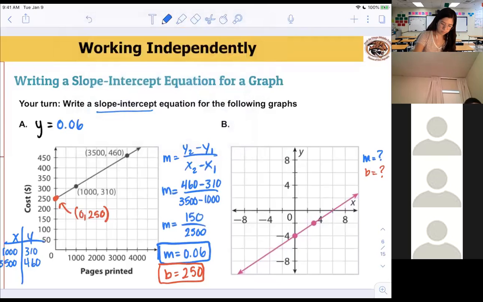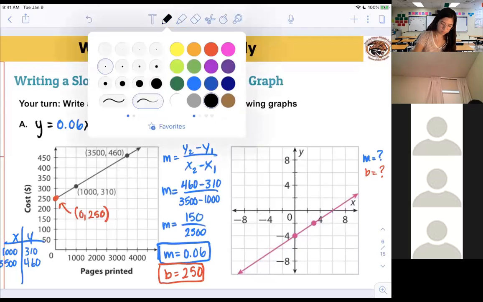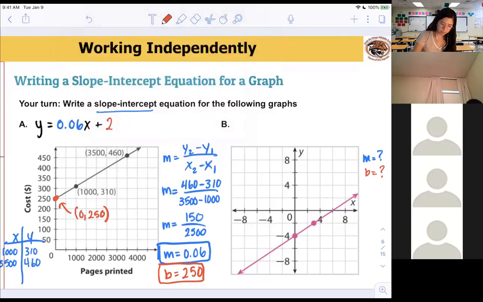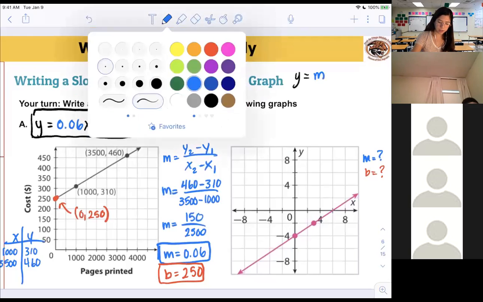That's it. The hard part is figuring out the slope. That's always going to be the hardest part. Once you have the slope and the y-intercept, you're just playing a game of fill in the blanks. You're just filling in something for m and something for b. Questions on number or letter A?